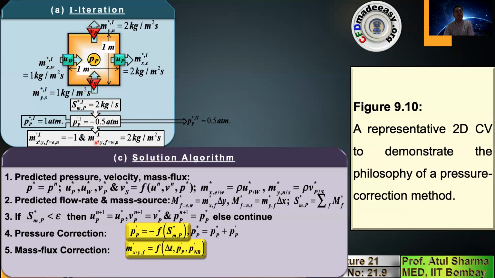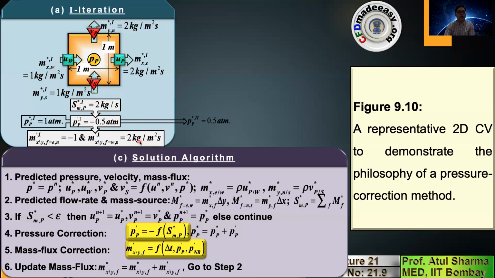For the next iteration, the mass flux that you will obtain will be the summation of these mass fluxes with the correction. So on the negative surface, you have 1 kg per meter square, and the mass flux correction is plus 2.